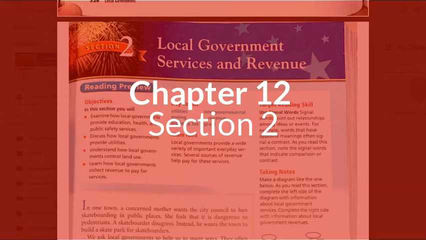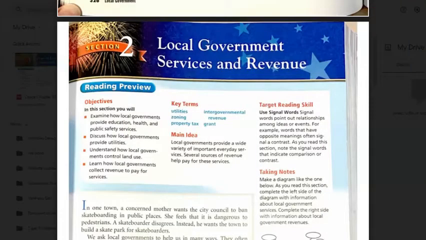to local government services and revenue. So when we're looking at our objectives, we're to examine how local governments provide education, health, and public safety services, discuss how local governments provide utilities, understand how local governments control land use, and learn how local governments collect revenue to pay for services. If you look at the key terms, they're utilities, zoning, property tax, intergovernmental revenue, and grant.